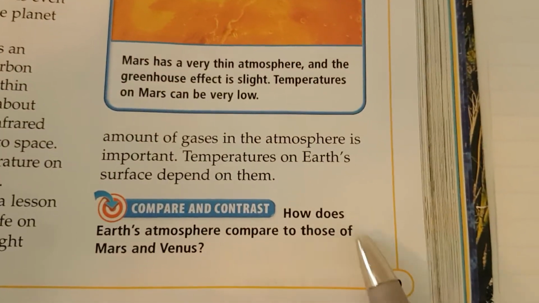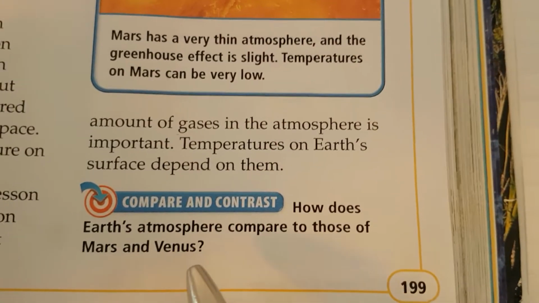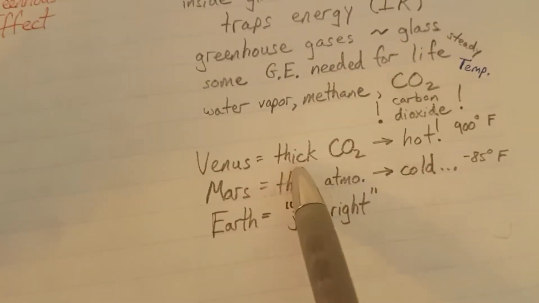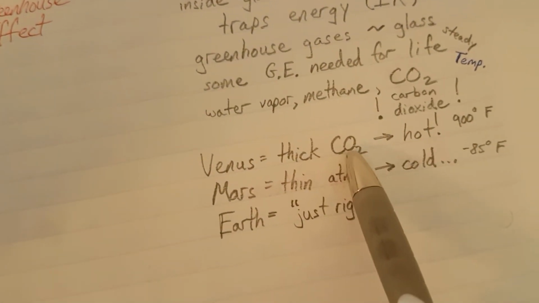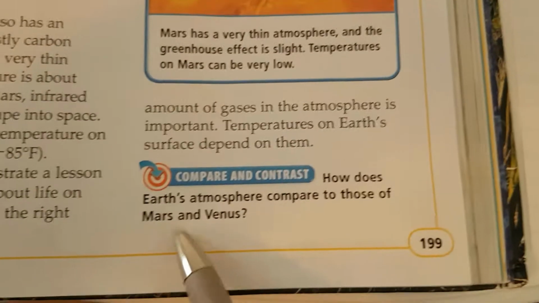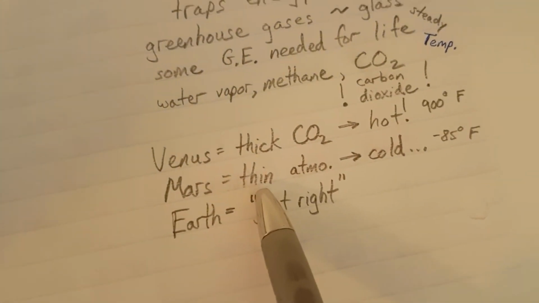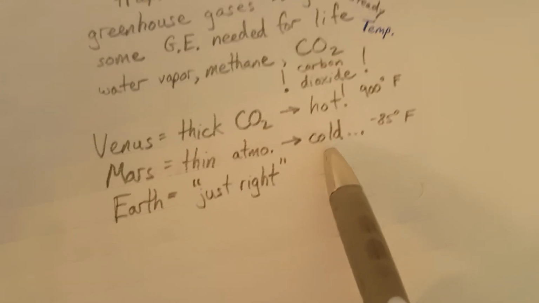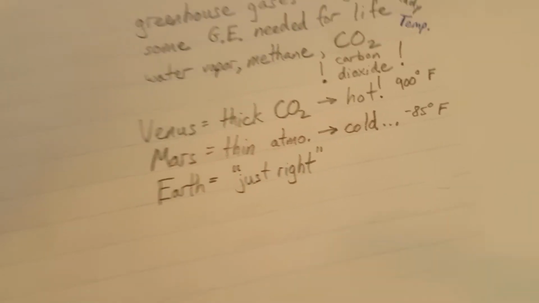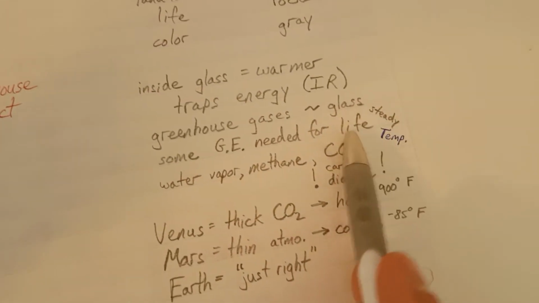How does Earth's atmosphere compare to those of Mars and Venus? Earth's atmosphere compares to Mars and Venus because it is different from both. Venus's atmosphere is much thicker than the Earth's and mostly CO2, so it traps a lot of energy and becomes very hot. Mars's atmosphere is much thinner, therefore allowing a lot of energy to escape back into space, making it very cold. Earth seems to have just the right amount of atmosphere to keep us warm so that we can have life.